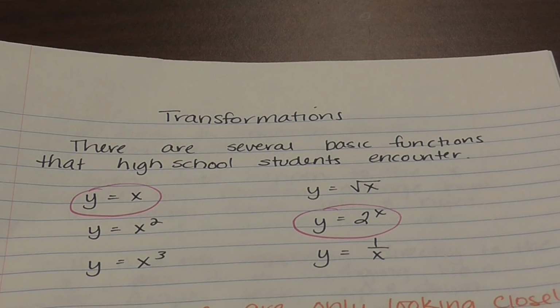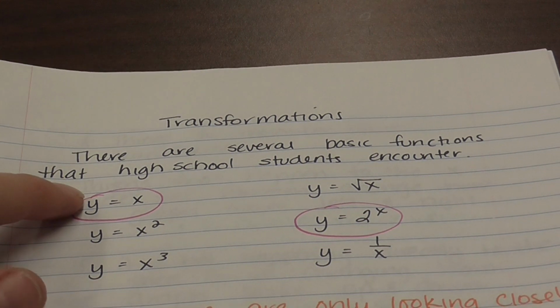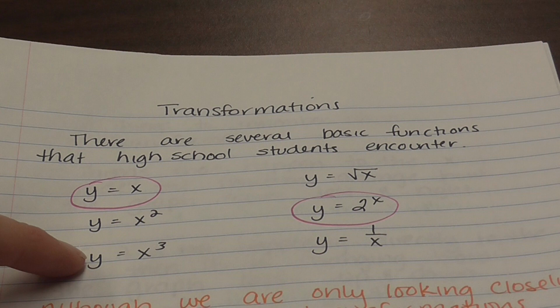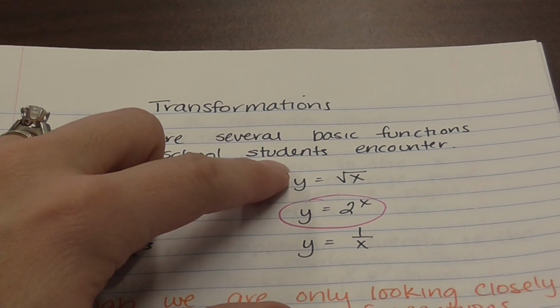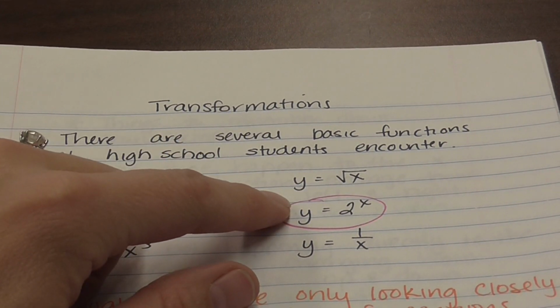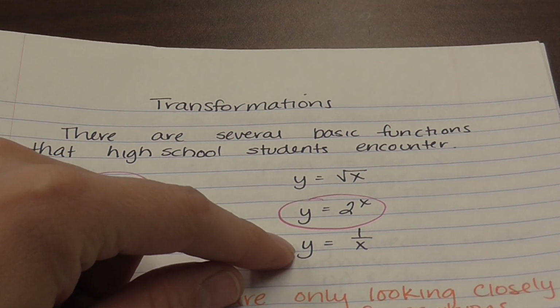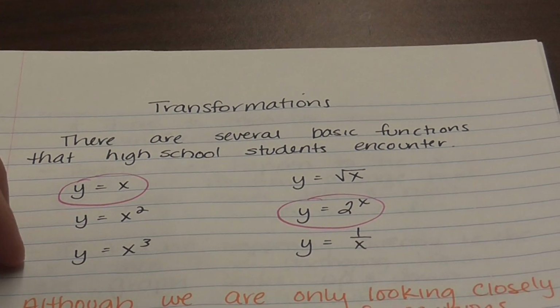All right, there are several basic functions that high school students are going to encounter. First one's linear. y equals x squared is quadratic, y equals x cubed is cubic, y equals the square root of x is the square root, y equals 2 to the x power, or any other number to the x power, is an exponential, y equals 1 over x is a rational. These are just all different functions.